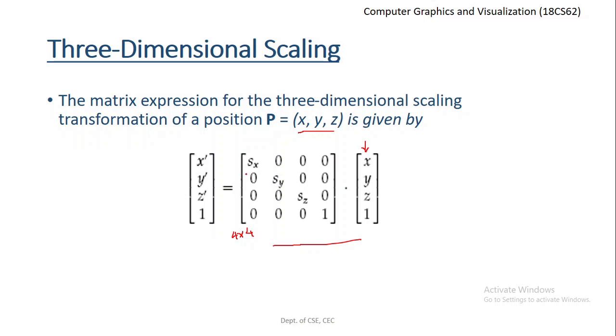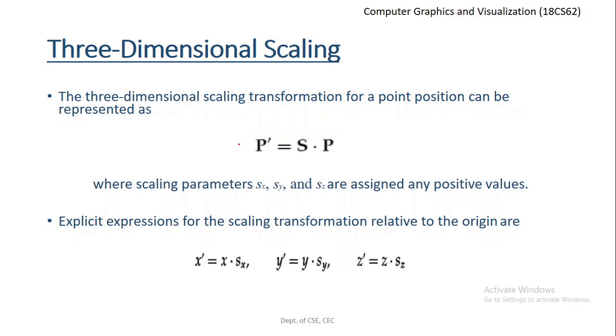Now what are these Sx, Sy, and Sz? These are called the scaling parameters. Sx is the scaling parameter along the x-axis, Sy is the scaling parameter along the y-axis, and Sz is the scaling parameter along the z-axis. So multiplying the x, y, z coordinates in column major order with the scaling matrix yields the scaled position of a given point P. We can represent the scaling transformation using this transformation sequence.